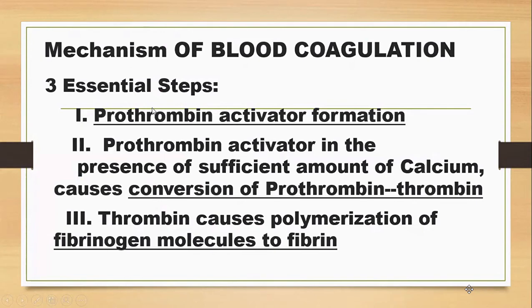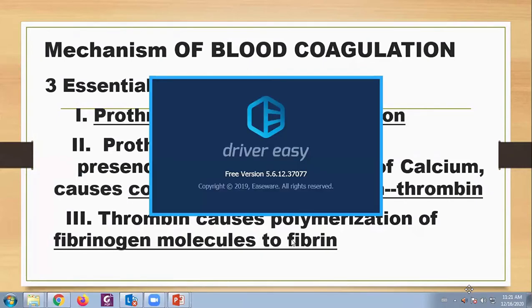So in these 3 essential steps, this is the most important step, the formation of prothrombin activator. This is the rate limiting factor in blood coagulation, because without the prothrombin activator formation, the other steps will not occur, or we'll have a hard time, because the prothrombin activator is required to convert prothrombin to thrombin, and then the thrombin will cause polymerization of fibrinogen to fibrin.